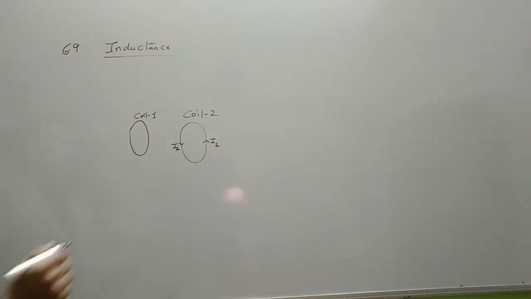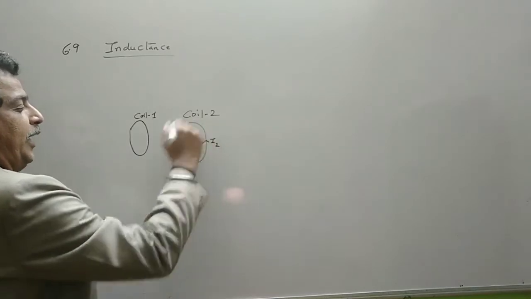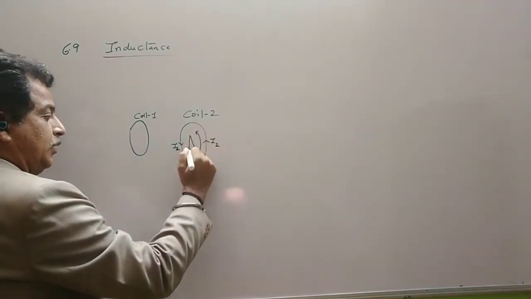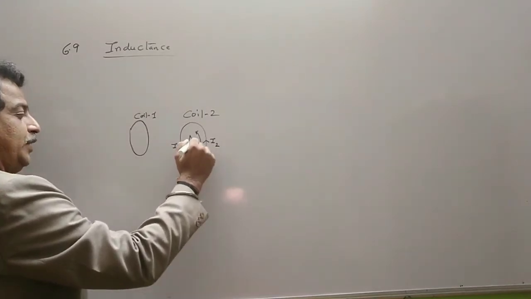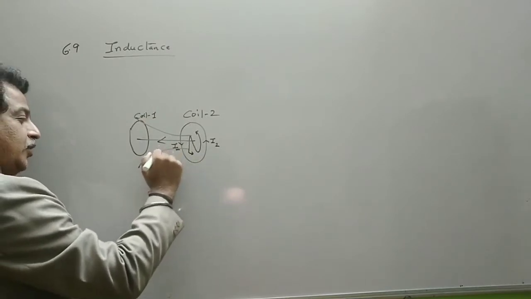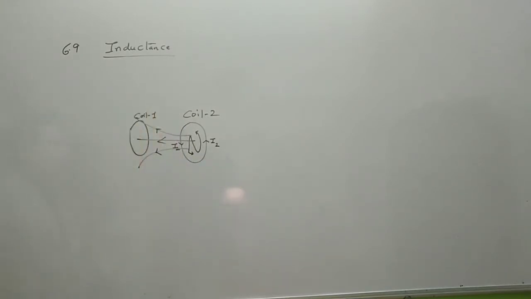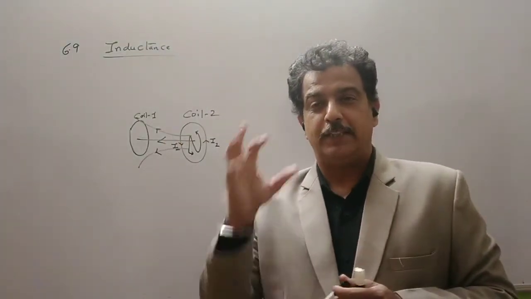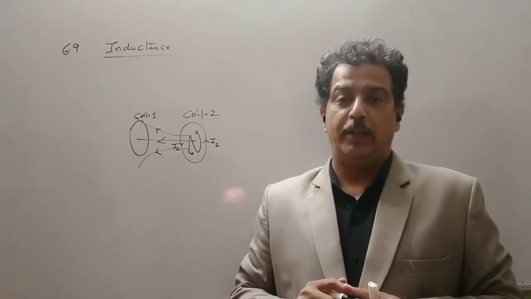Suppose the current flowing is in an anti-clockwise direction. So this face behaves like a north pole, that we know. So its magnetic flux will be in this direction. So current is set up in one coil. We are considering a system of two coils, and we set up a current in any one coil.